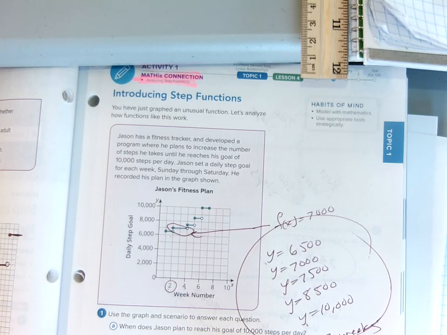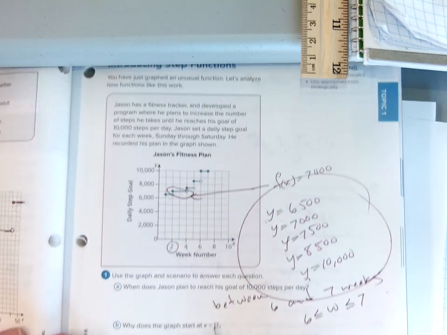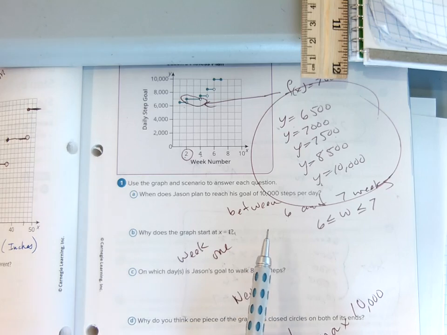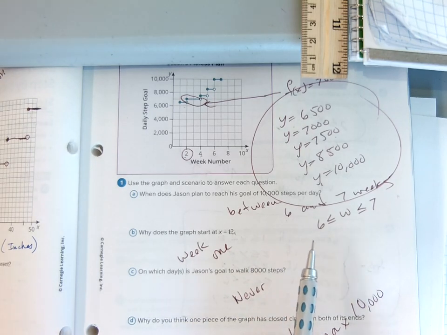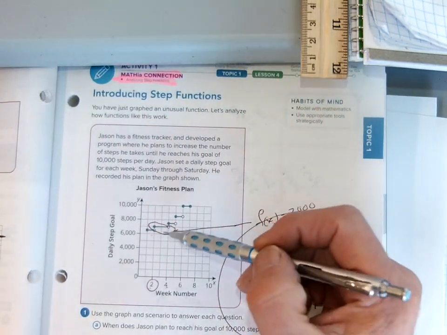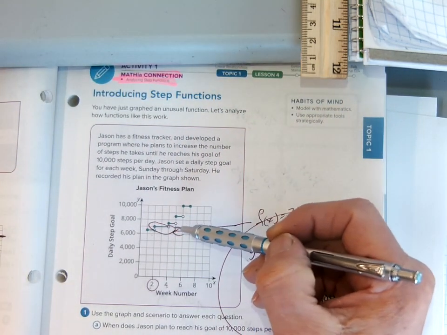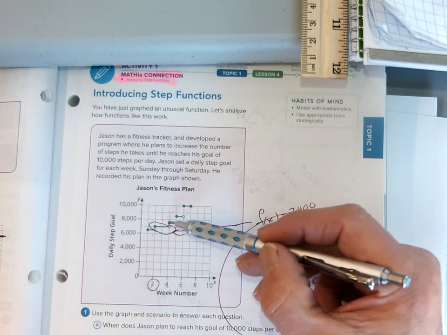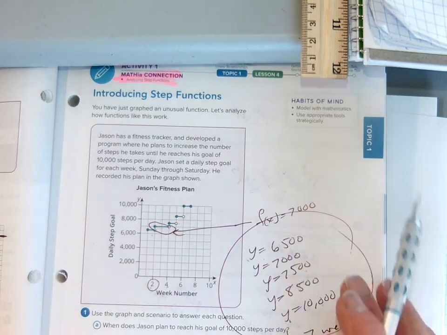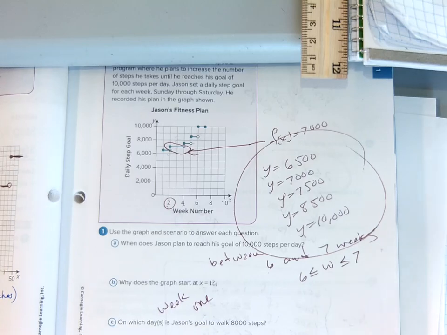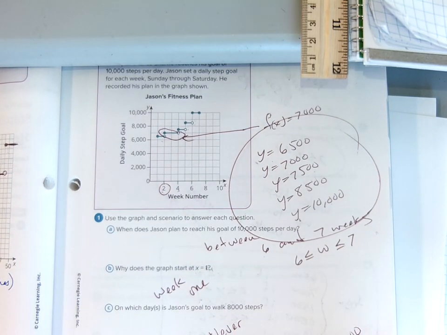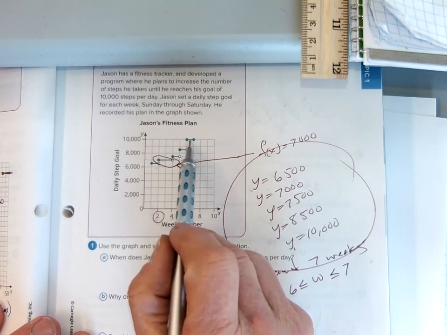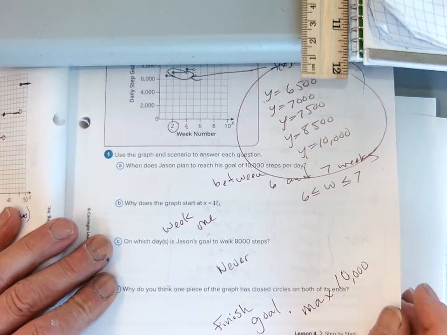X equals 1 is week 1. The reason it's week 1 is because the app just says your first week. It doesn't say your 0 week, okay? He'll never reach 8,000 steps because the app jumps him from 7,500 to 8,500. So this is never an option. The app jumps up, okay? And of course, the graph has closed circles on both ends at the end because you make your goal, right? You've made your goal and you're happy, okay?